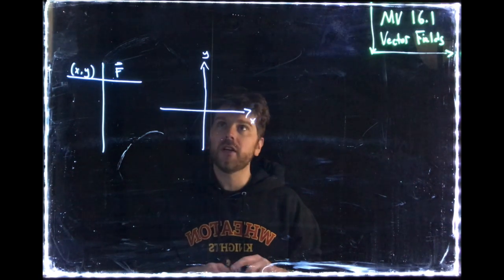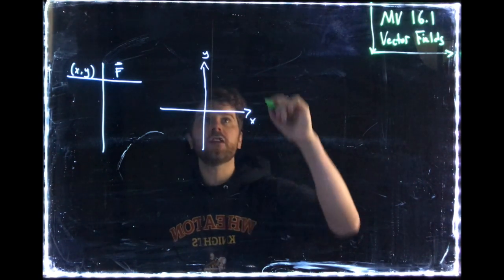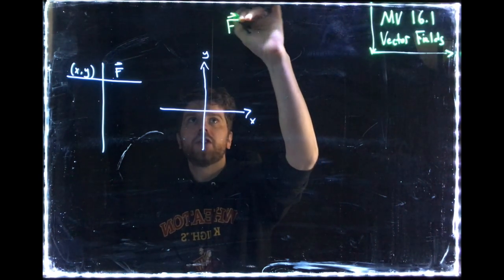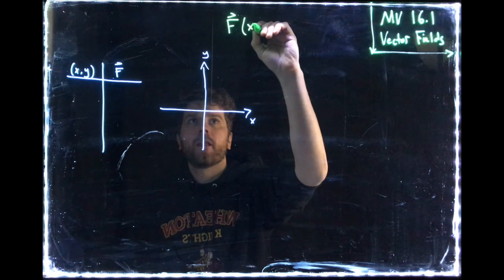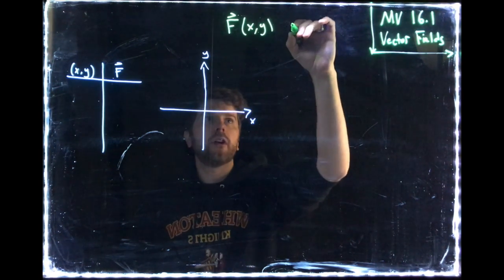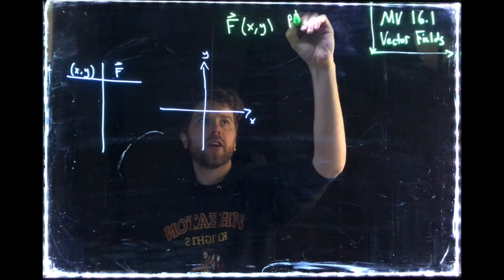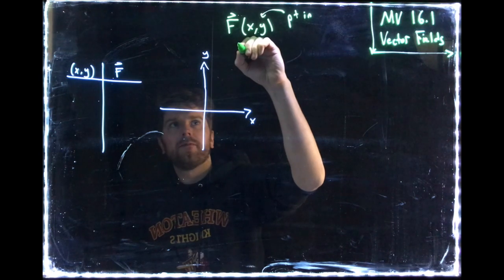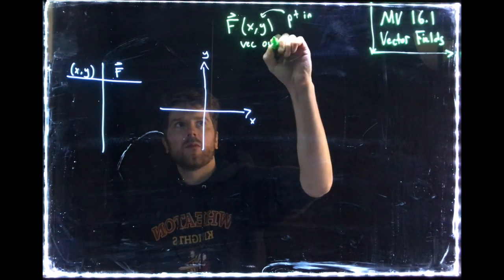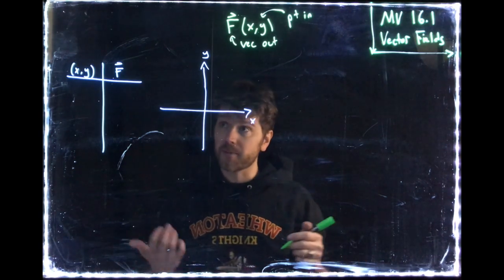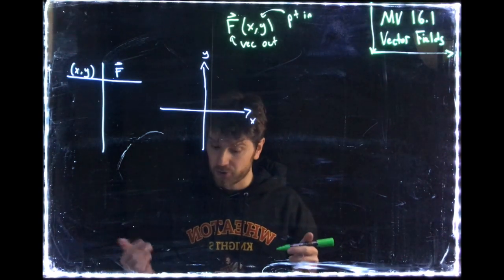A vector field is, at its simplest, just some function. In this case, we're sticking to 2D. So it's some vector function of x and y. So what you do is you put a point in, you put an ordered pair in, and you get a vector out. So what it does is it takes literally every point in space and assigns a vector to it.